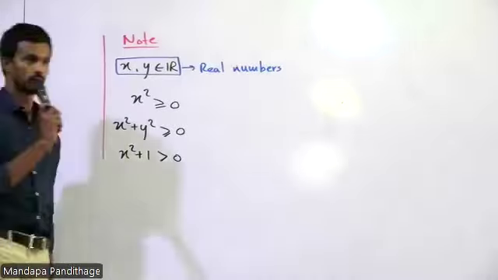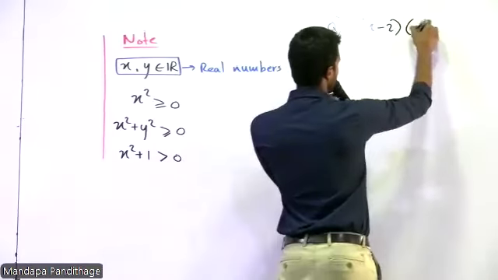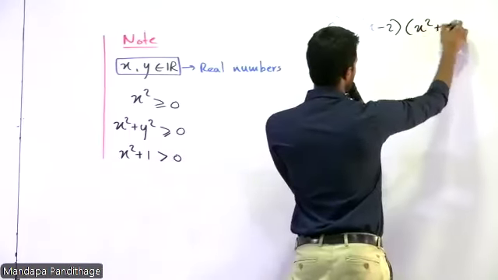So why is this important? Now let's say we have an inequality. We need to solve the inequality: x minus 2 times x squared plus 2x plus 3, and I need to find the region where this is less than 0.